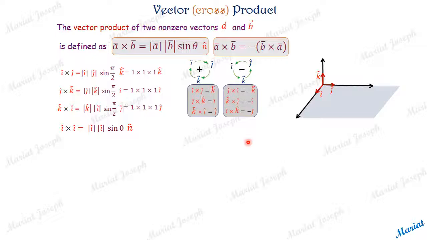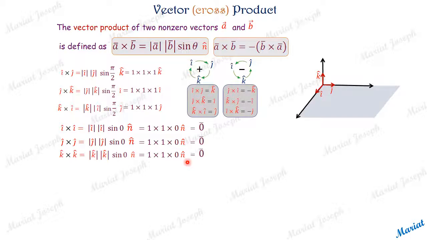We need to know what is i cross i also. I cross i is magnitude of i into magnitude of i into sine 0, because the angle between i and i is 0. Sine 0 is 0, which makes the whole thing 0 vector. So i cross i is 0, j cross j is 0, k cross k is 0 for the same reason. Hence we have these 9 results ready.